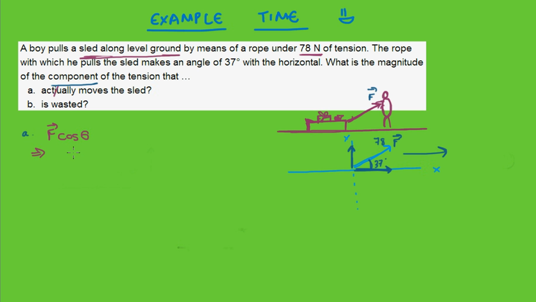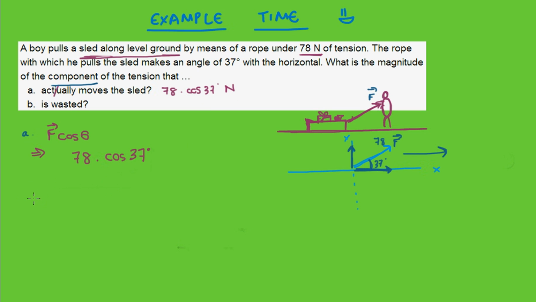So it will be 78 times cos 37. I'm not going to calculate cos 37. Please go ahead and calculate it and get the final answer. So what is the force that actually moves the sled? That will be 78 cos 37 degrees newtons. That will be the force that actually moves it.